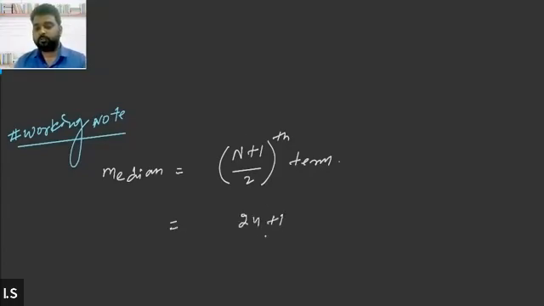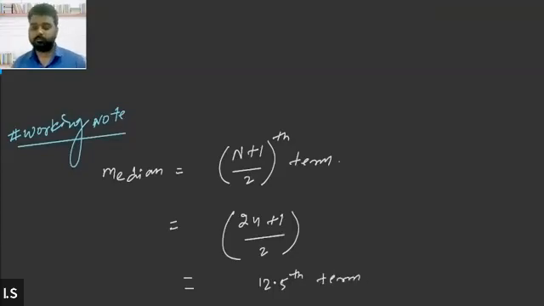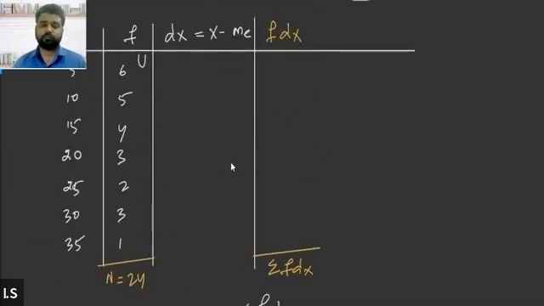For calculating median in case of discrete series, the formula is the same: n plus 1 upon 2. There is no change in the formula for calculating median in case of discrete series as well. But when we calculate the median in case of continuous series, the formula will be different. So the total number of items were 24, plus 1, divided by 2, right? So it will be 12.5, the 12.5th term. The 12.5th term will be the median term.